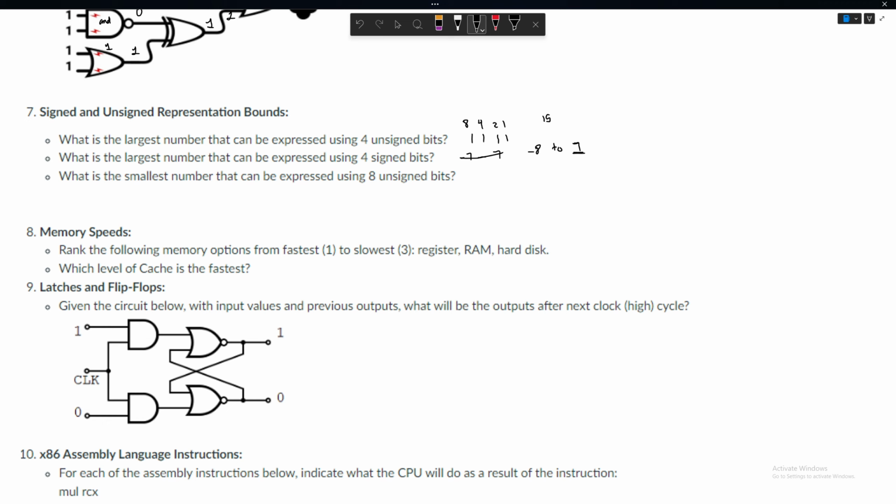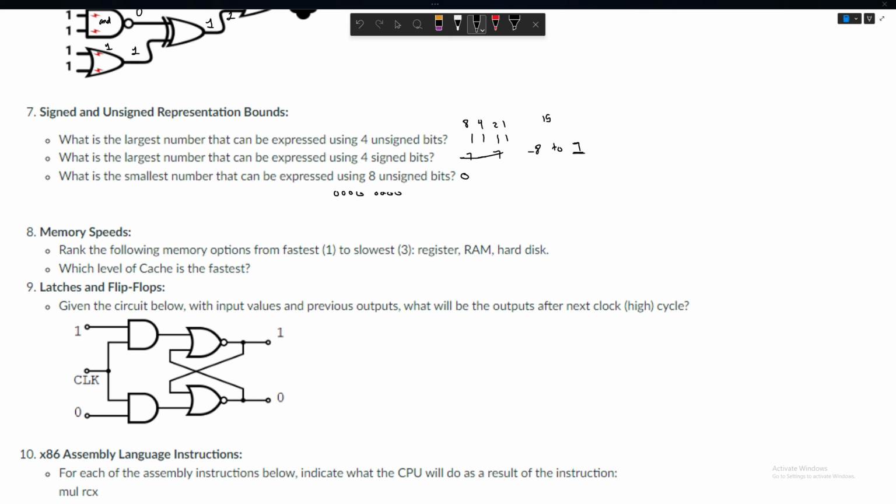What is the smallest number that can be expressed using 8 unsigned bits? Well, that's just 0. Right? 8 bits, because that'd be just 0, 0, 0, 0, 0, 0, 0, 0. What the heck? He's trolling you.